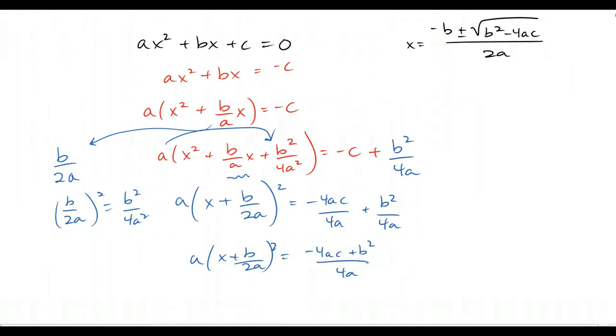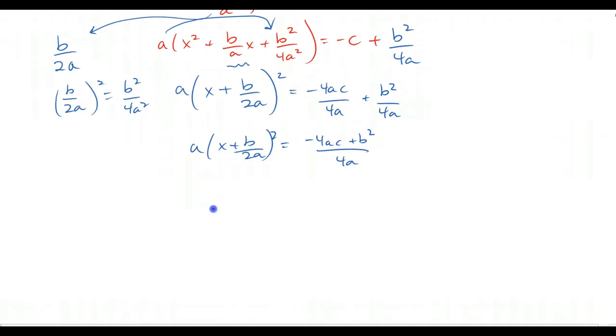Okay, next step. I need to get rid of this term here because I want to isolate this x. So I need to get rid of that a. I'm going to divide that out. When I divide it out, it's going to go in the denominator over here and make that a squared. So now I have x plus b over 2a squared equaling negative 4ac plus b squared over 4a squared.